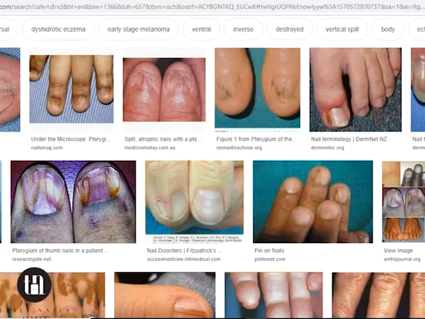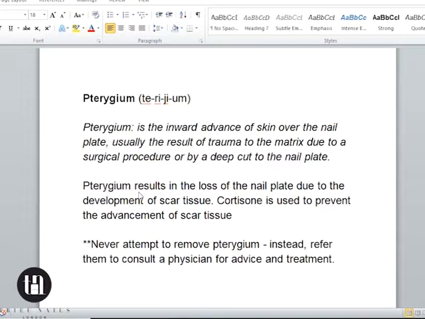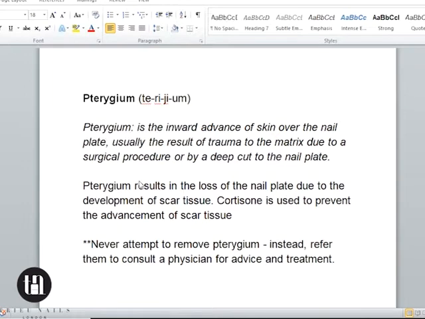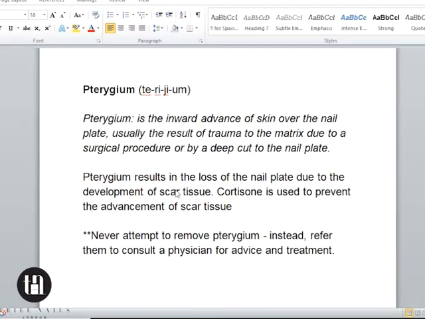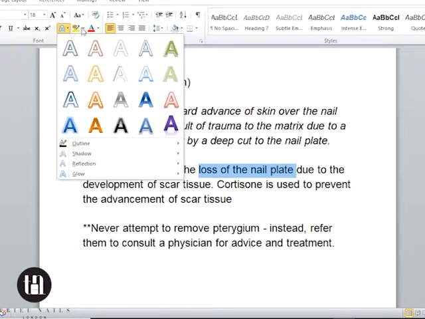Okay, so let's exit out of that. As I go through each nail disorder and disease, please do that. Of course, highlight and make notes if you're working through the workbook with me, or freeze the video at any time to take down notes. So pterygium is the inward advance of the skin over the nail plate, usually a result of a trauma to the matrix, due to a surgical procedure or deep cut in the nail plate. It results in the loss of the nail plate due to the development of scar tissue.